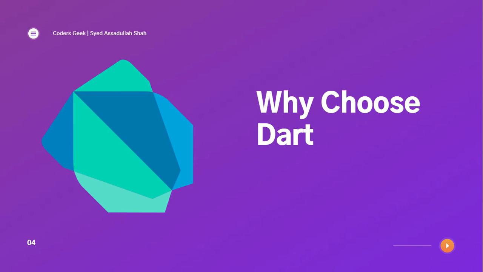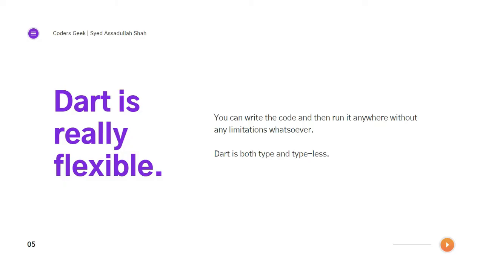If you are wondering why you should even care about Dart, then you need to watch the video. Dart is a flexible language. This means you can write the code and then run it anywhere without any limitations. So you can write code on one platform and run it on different platforms like Windows, iOS, and Linux. You can even develop mobile apps using Dart and Flutter, and can also write web apps, as mentioned previously that its main focus is to write web apps.